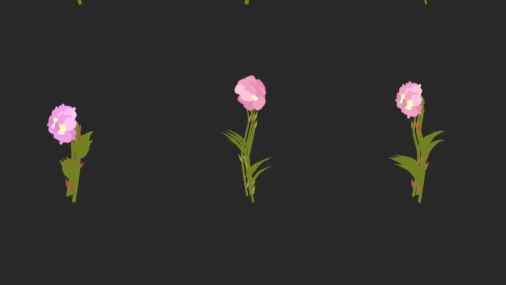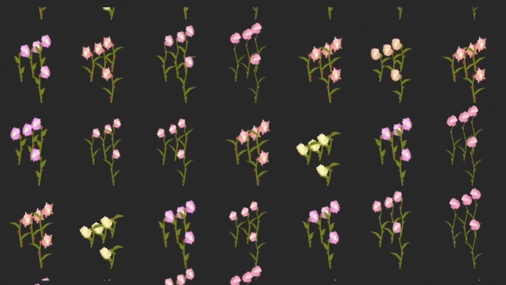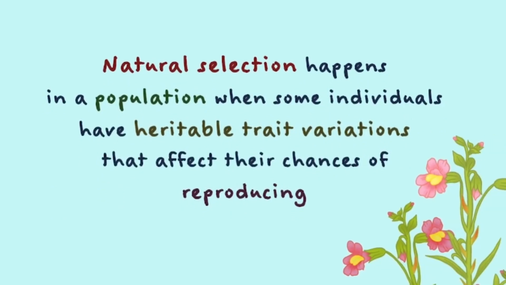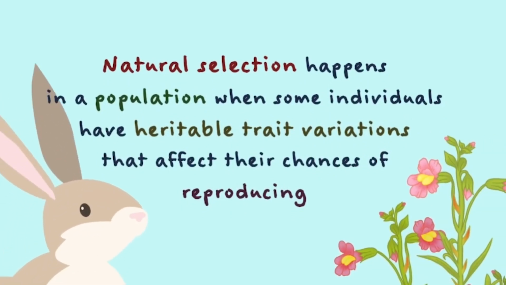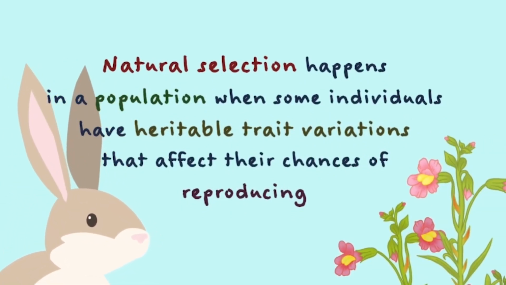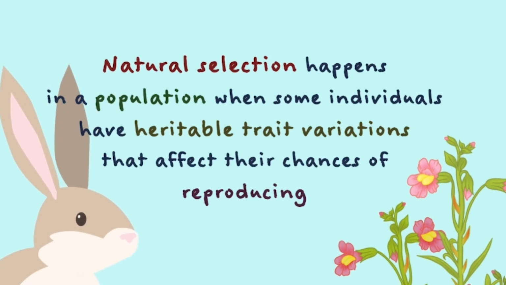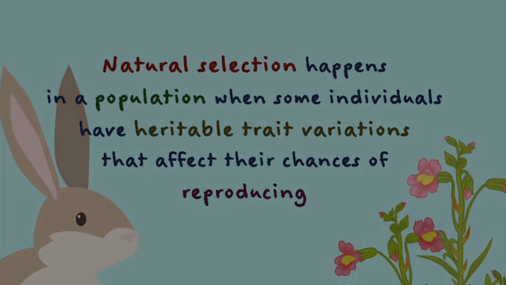Most importantly, natural selection has no goal or purpose. It acts on variation that comes about randomly all the time through mutation and allele shuffling. It can only work with trait variations that already exist in a population. Remember, natural selection happens in a population when some individuals have heritable trait variations that affect their chances of reproducing. Anything else is not natural selection.